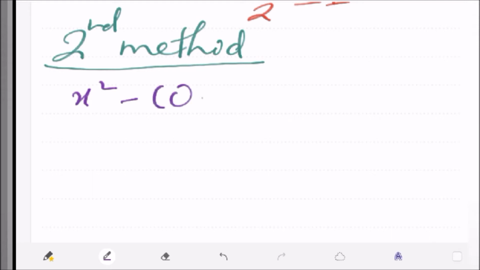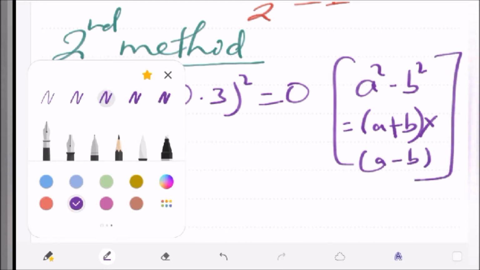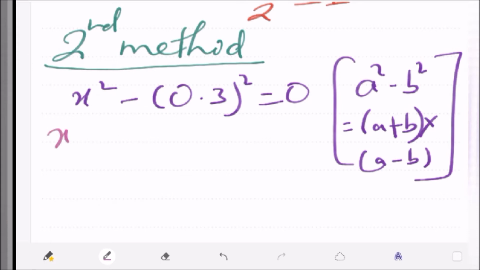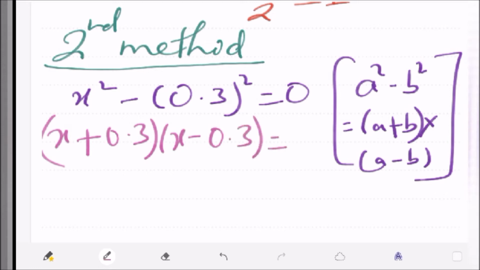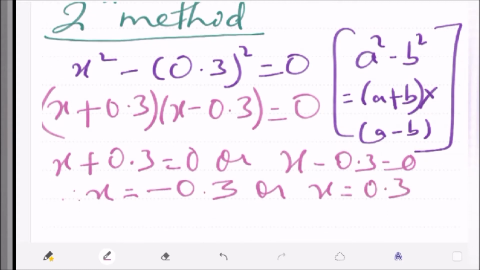The second method is, we use the identity a square minus b square. So we write 0.09 as 0.3 square. So you can see here it gets converted in the form a square minus b square, and then we factorize it as a plus b into a minus b, where a is x and b is 0.3. Now we separate the two terms, x plus 0.3 equals 0 or x minus 0.3 equals 0. On solving further, we will get the two solutions, minus 0.3 and 0.3. That's the end of the solution.